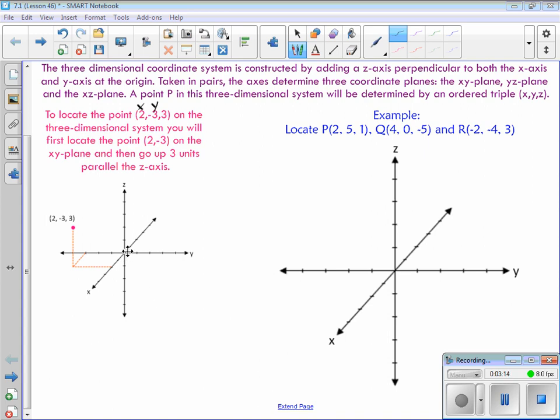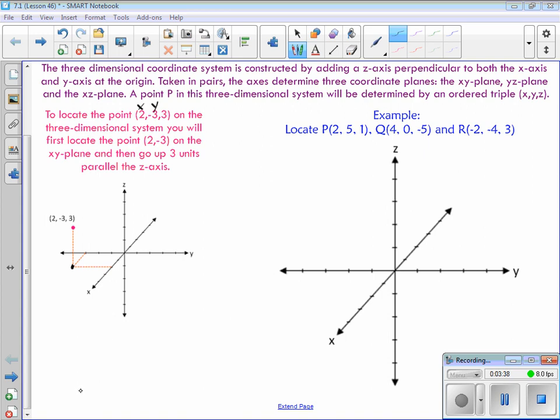So 2 on the x means we're coming 2 out. So this is our x-axis, you come 2 towards you. And -3 on the y means you're going -3 or 3 to the left. So what I usually do when I do that is I draw this so it looks like a parallelogram. Draw this so it's parallel to this, and draw this so it's parallel to the y. And then that would be the point 2, -3.